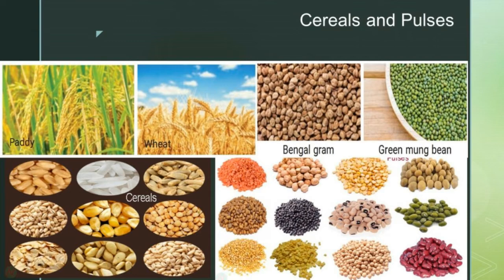Cereals. Cereals are edible components of grain of cultivated grass. Example, rice, wheat, bajra and millet. Next, pulses. Pulses are edible seeds of plants in the legume family. Pulses are secured in pods. Example, Bengal gram, green mung bean or green gram.